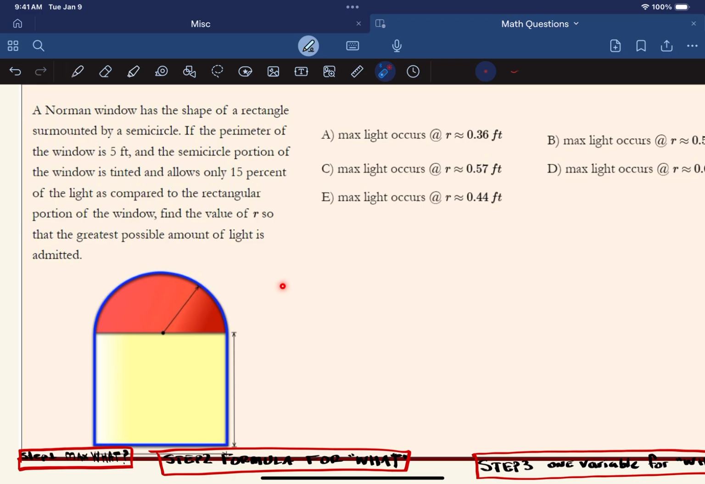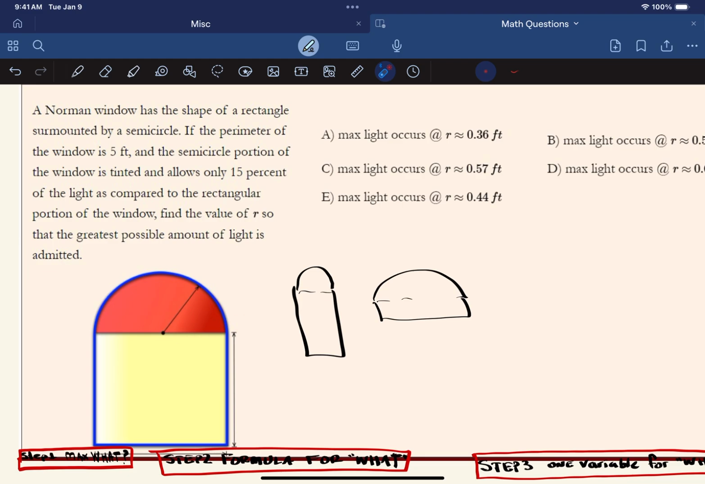This could be a really thin window on the top, and then like this. Or it could be really big like this and then have a small rectangle on the bottom. Both of these shapes would be more or less similar to the one that's proposed. The idea here is that different shapes would let in different amounts of light, and we're trying to maximize it.